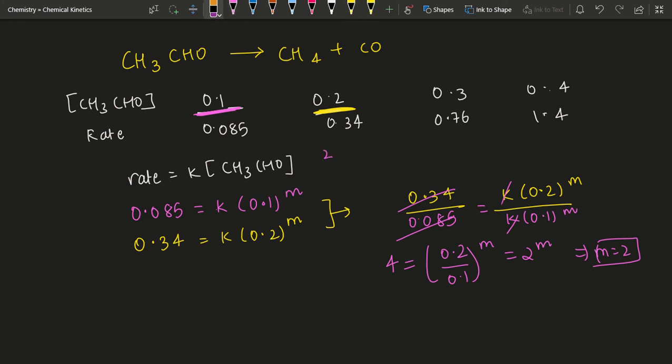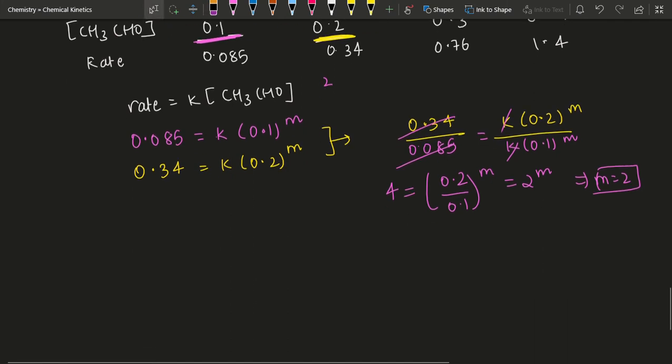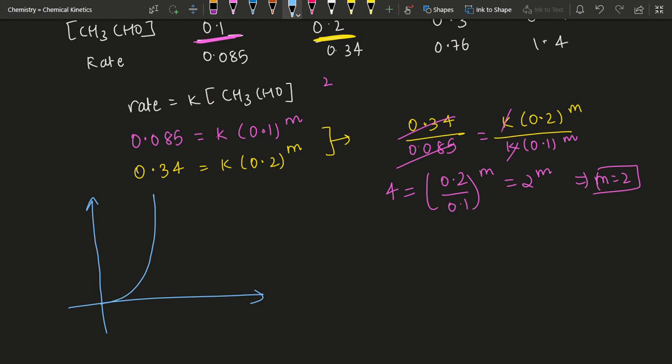So what does that mean? That means if you plot the rate versus the concentration, some rough figure I'll just draw here, it will look like a parabola. So this here is the rate, and this is the concentration of the acetaldehyde you're starting with. So instead of having a straight line, you here have a second order equation, and you get a parabola. And by parabola, it means that the higher the concentration of CH3CHO is, it gives you an even faster rate compared to a straight line.